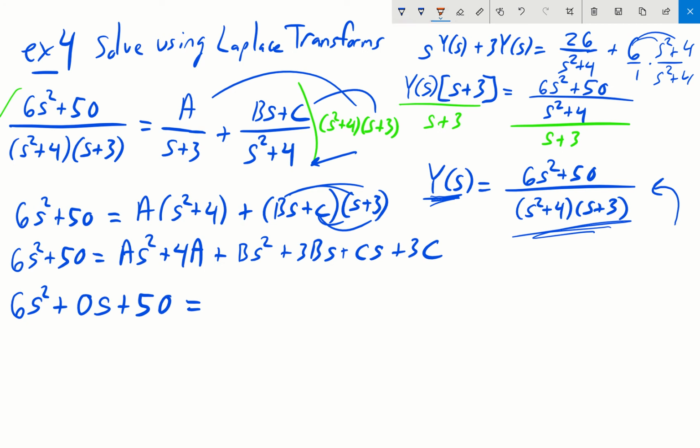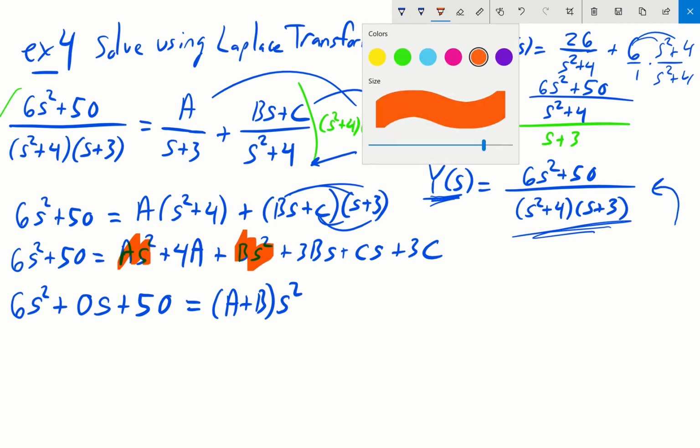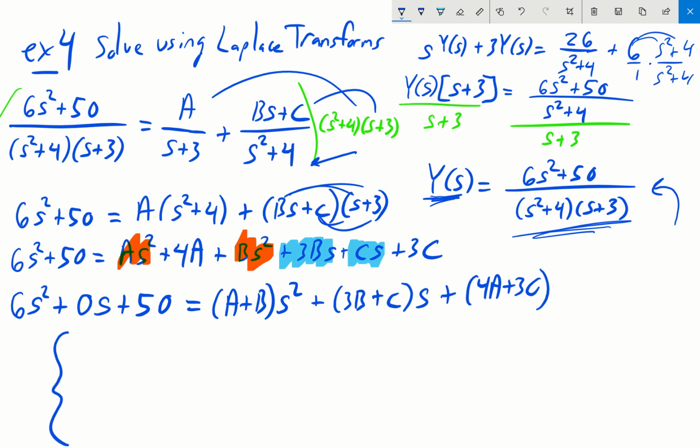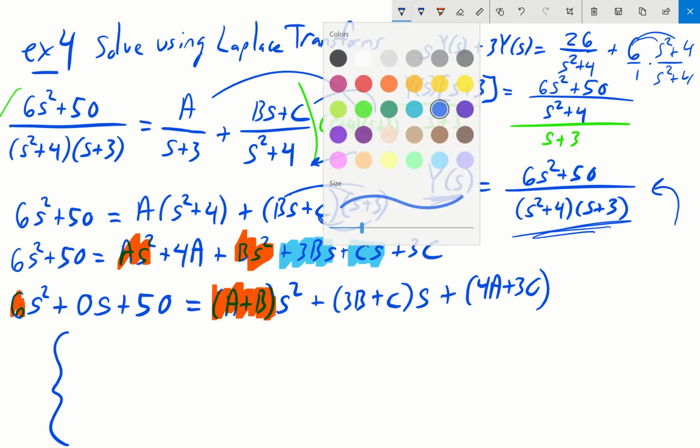On the right-hand side, here are my two s squared terms. So we have a plus b, factor out the s squared. If I look for my s terms, these two here, you can factor out the common term of s, and we would have (3b plus c) s, and then what's left over is my two constant terms. Combine those, think of them as just one constant. That's 4a plus 3c. And now we can use the method of equating coefficients that simply says that the s squared coefficients have to be equal. Therefore 6 has to be equal to a plus b.